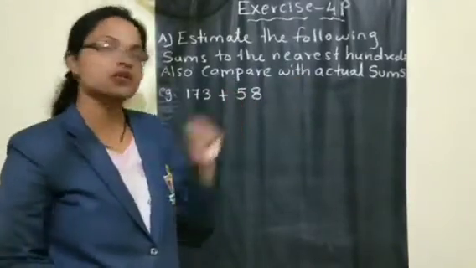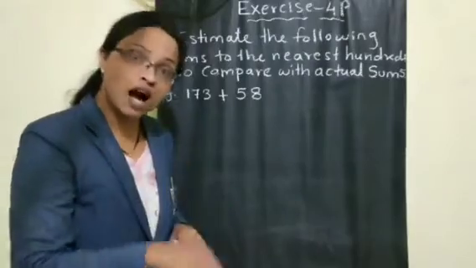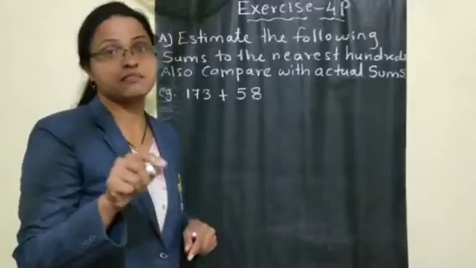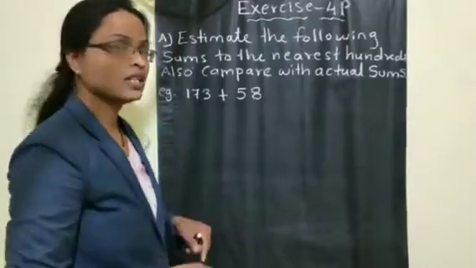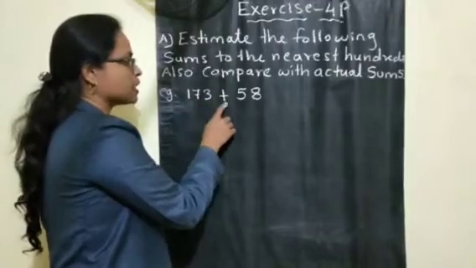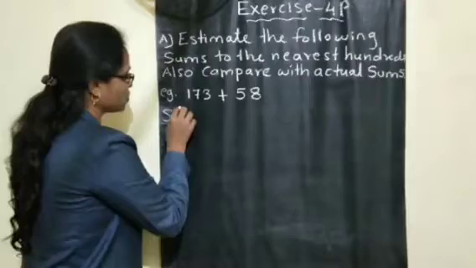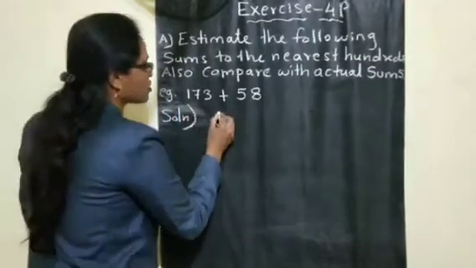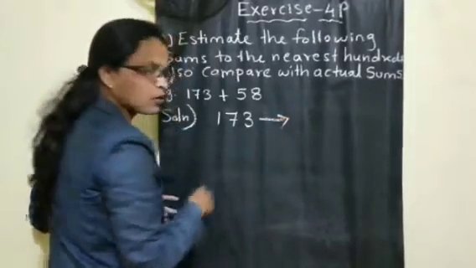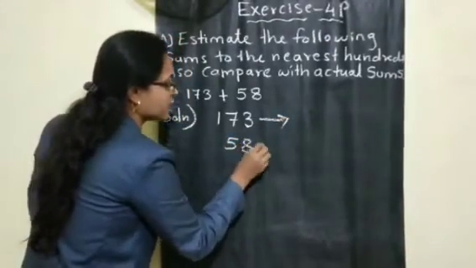Estimate to the nearest 100 means first we have to round off to the nearest 100 and then find the sum, that is, the addition of it. So let us solve the first example: 173 plus 58. Okay, so solution. This 173 we have to round off. Also we have to round off the 58.